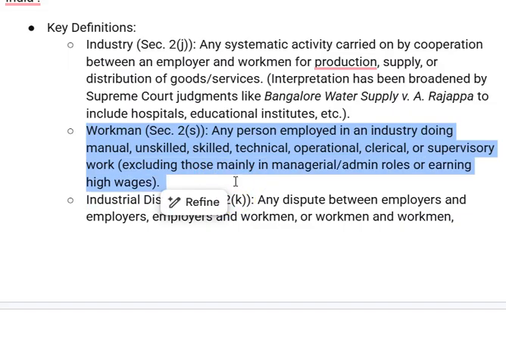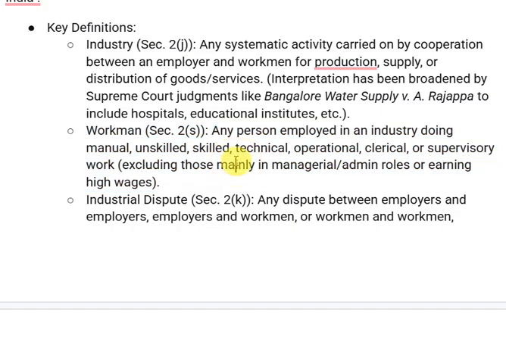It is defined in section 2S. Any person employed in an industry doing manual work, unskilled work, or skilled work, or technical work, or operational work, or clerical work, or supervisory work is a workman as per section 2S. It doesn't include purely managerial work. If somebody is in pure managerial or administrative role, then that person would not be classified as workman. A workman is somebody who is doing a manual work or unskilled work or skilled work or technical work or operational work or clerical work or even supervisory work. That person is classified as workman. It is defined in section 2S.